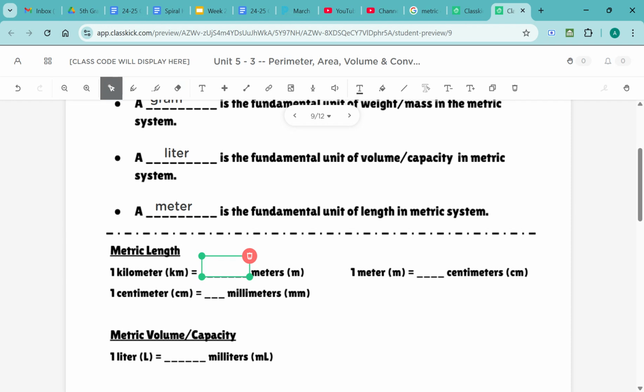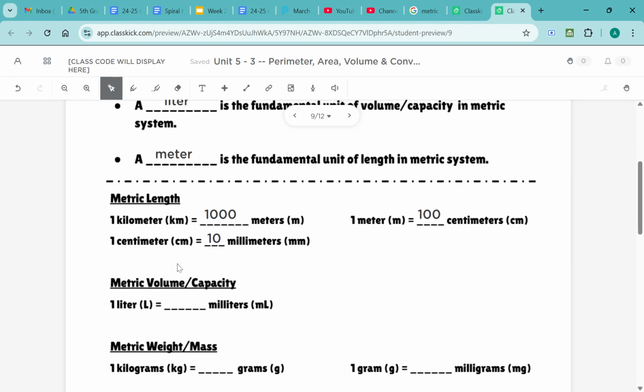So if you have 1 kilometer, that's the same as 1,000 meters, okay? So they're equal to each other. If you have 1 meter, that is the same as 100 centimeters. The first part of centimeter is centa, and that means 100. You don't have to remember that, but it's always nice to know. All right, 1 centimeter is the same as 10 millimeters.